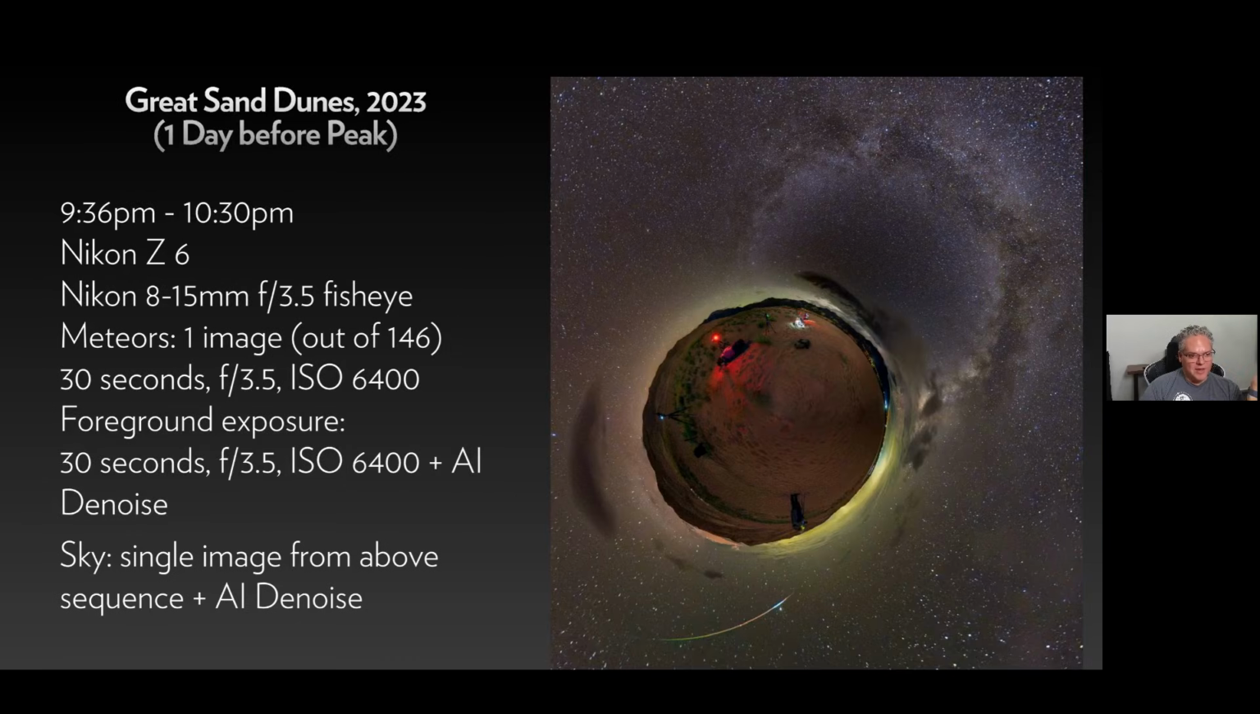This is with a fisheye lens. This was one day before the peak at Great Sand Dunes, and I only caught one meteor, but it was a bolide. It was a beautiful, beautiful, sizzling, banging image, but I got everything else in view also. So this was a circular fisheye, and it was 6 images, one in each cardinal direction, one facing straight up, which got the meteor, and then one straight down.